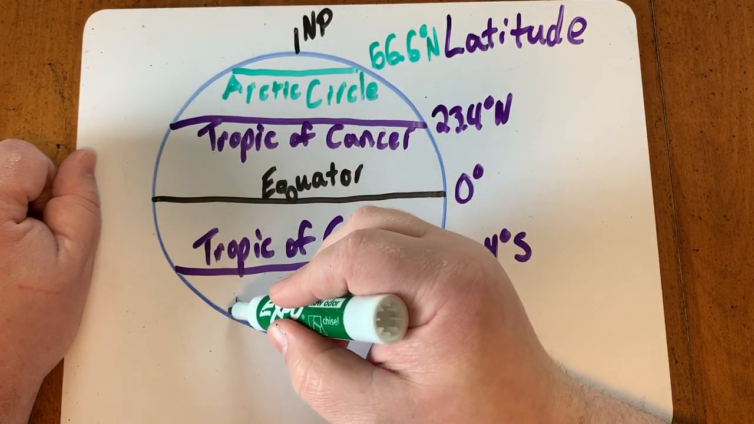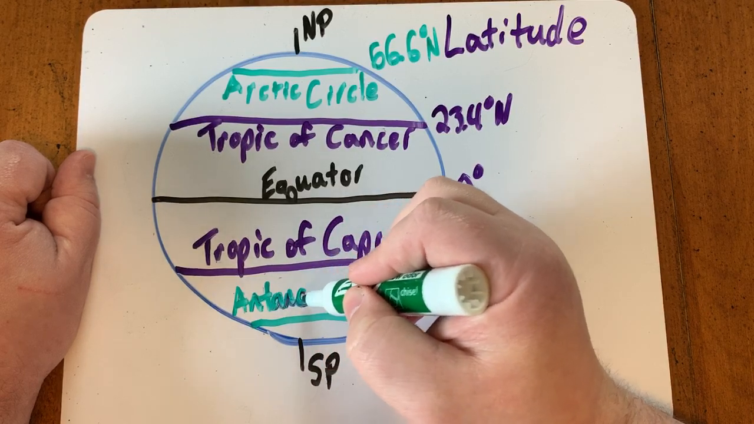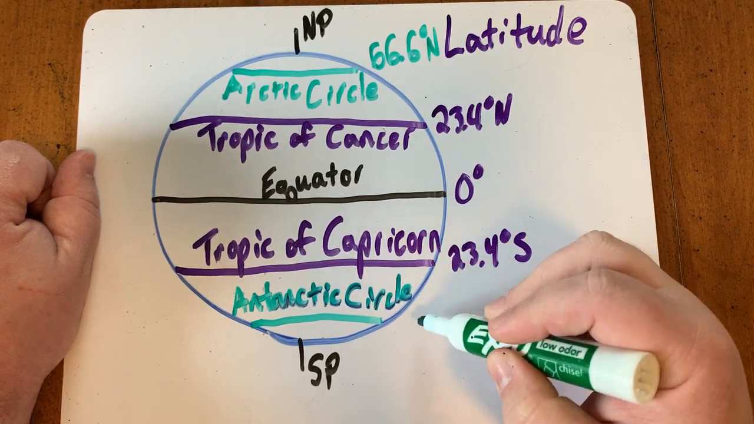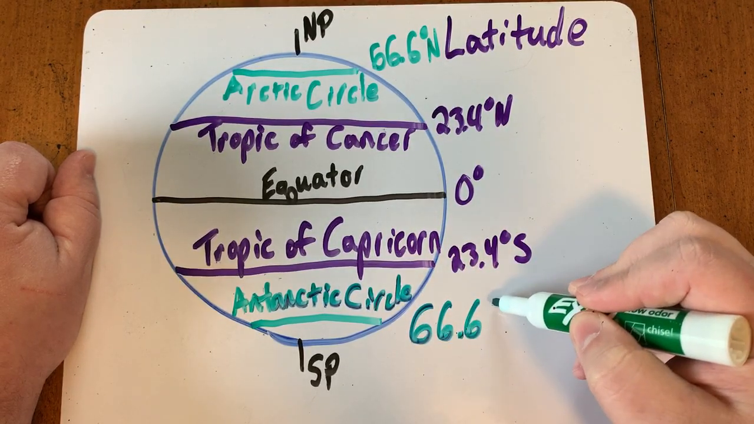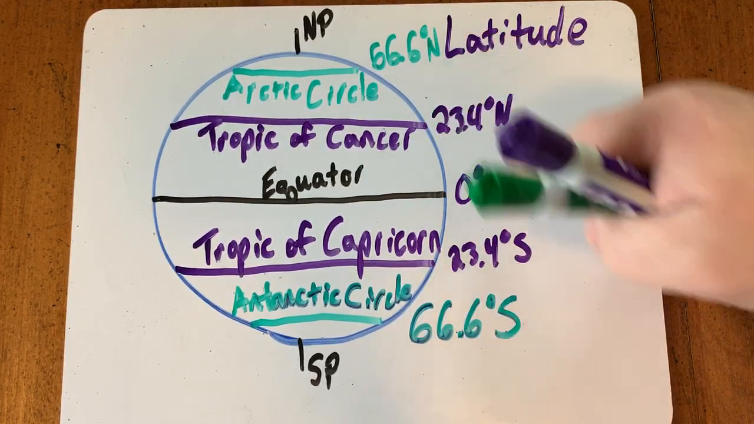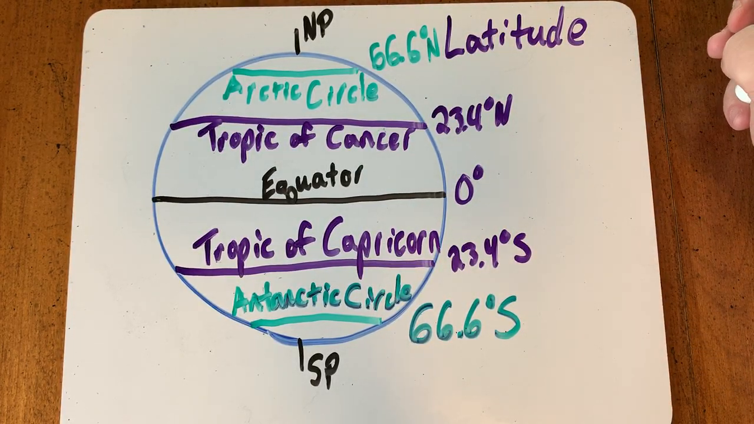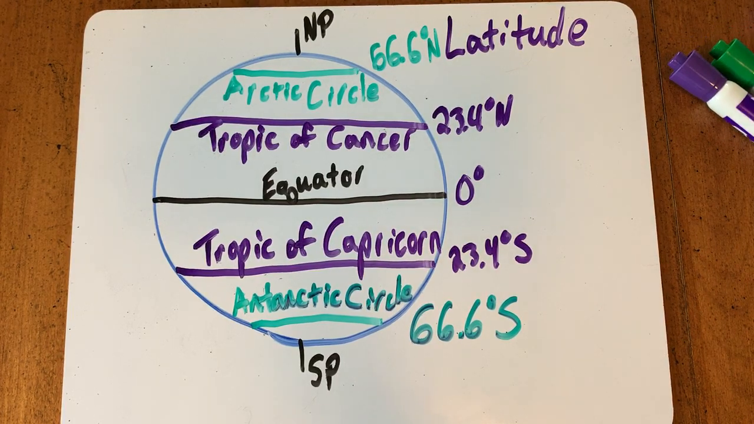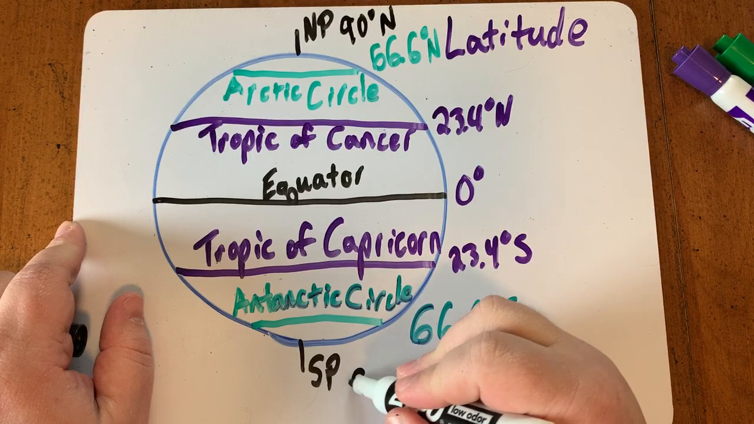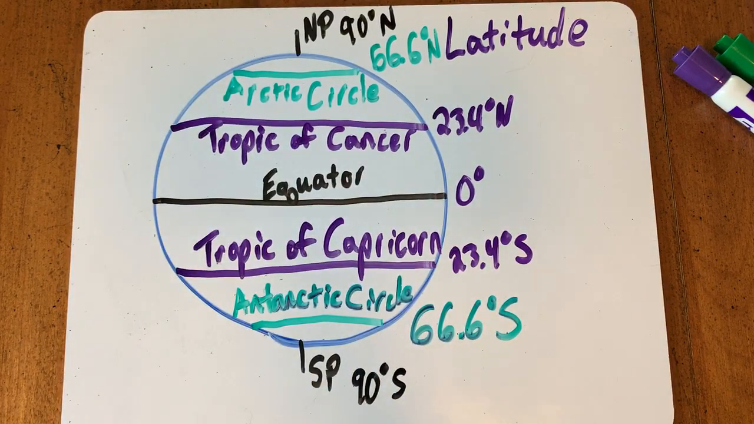And then where the Great Bear isn't is Antarctis, the Antarctic Circle. And that's 66.6 degrees south. So these are our 5 latitude circles that are important. And then the South Pole and the North Pole are each 90 degrees north and south. All right, so these are our important circles.